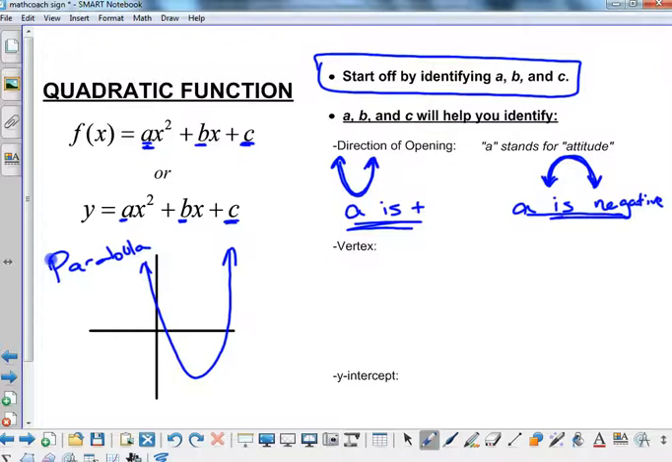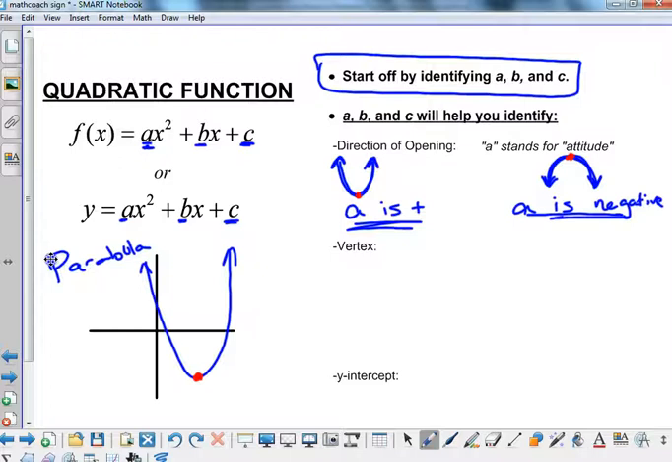The next thing we can find is the vertex. In finding the vertex, what we're talking about is this point here, right at the center of the parabola, either at the very bottom, in the case of a parabola going upward, or at the very top, in the case of a parabola going downward. That point is the center point. In other words, everything is symmetric around that point, and knowing it can really help us out a lot if we're trying to graph the parabola.